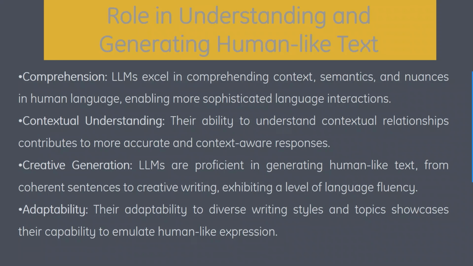Next, we have role in understanding and generating human-like text. Firstly, we have comprehension. LLMs excel in comprehending context, semantics, and nuances in human language, enabling more sophisticated language interaction. And then we have contextual understanding. Their ability to understand contextual relationships contributes to more accurate and context-aware responses.